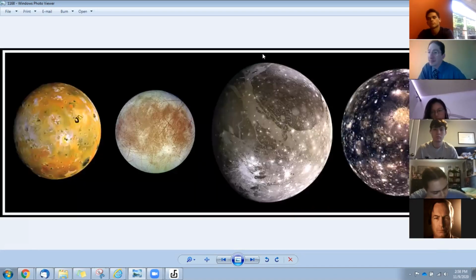Okay, so that's Ganymede. And then Callisto is pretty straightforward. It's really far from Jupiter.